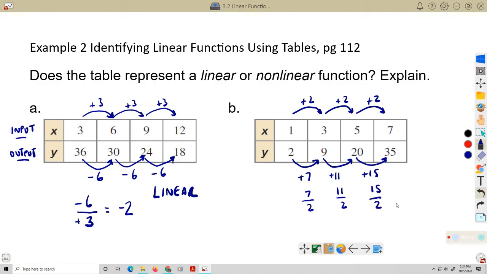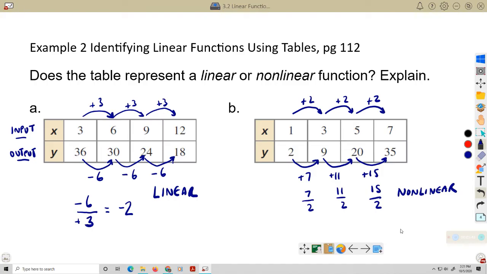Not a constant rate of change. Now, when I say constant, constant means all the same. Constant means it's always the same. Okay, so this is not constant. These are changing, right? So this is nonlinear. It does not have a constant rate of change.